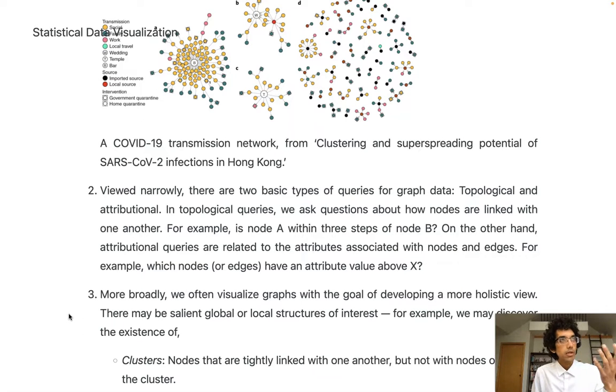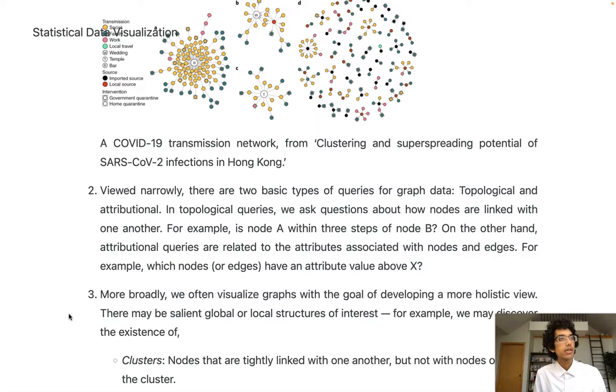Now, when you visualize something, you should always have certain kinds of queries in mind. Why are you visualizing the data, right? And from one point of view, there are really only two essential kinds of queries for graph data. Right? The first kind of query is topological, the second is attributional. Topological is asking some information about the neighborhood structure, right? So going from one node to the next, is there a path or not, right? Or how many hops might it be?